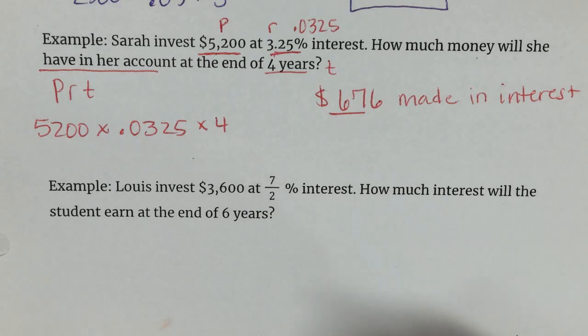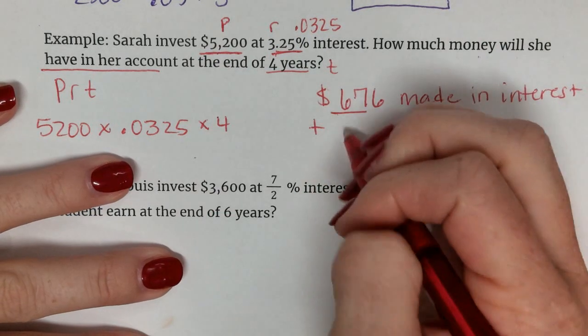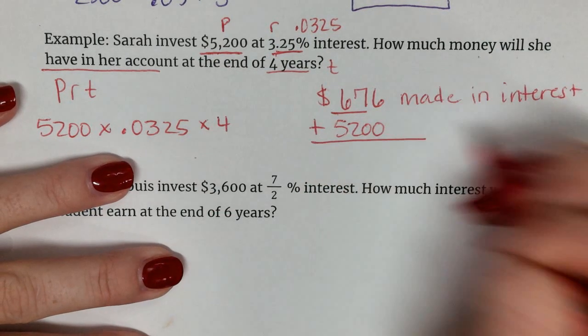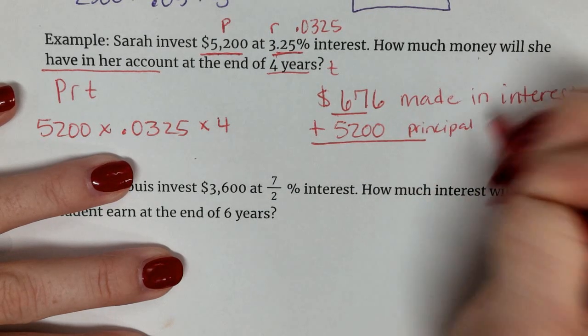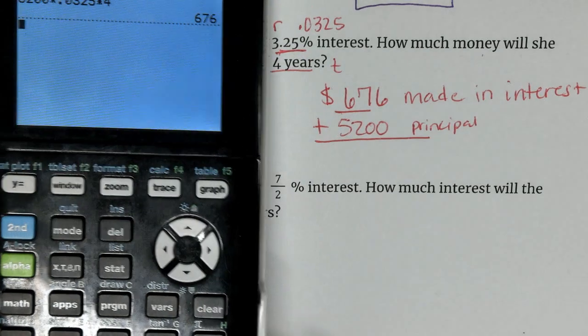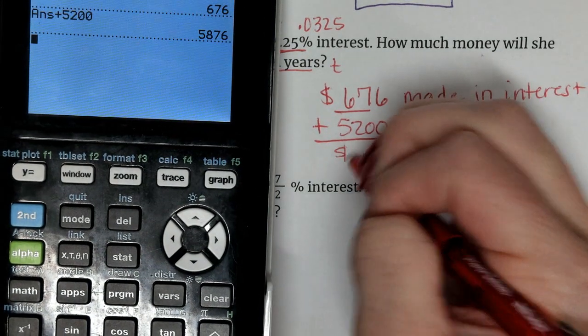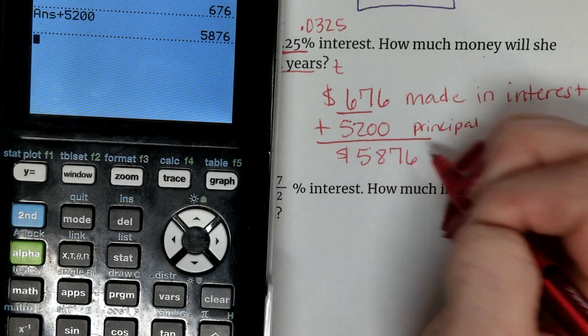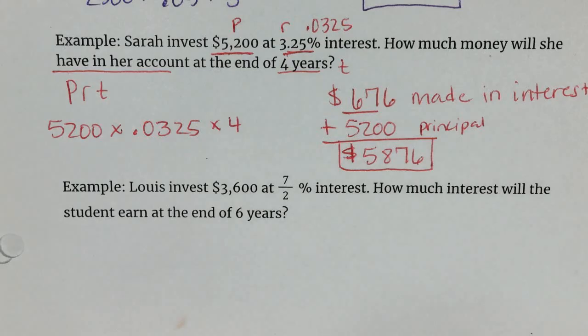So what am I going to do to figure out how much she has total in her account? I'm going to add this back to the money she invested, which was $5,200, because this is the principal, how much she started with. So I have 5,200 plus 676, she now has $5,876 total in her account.